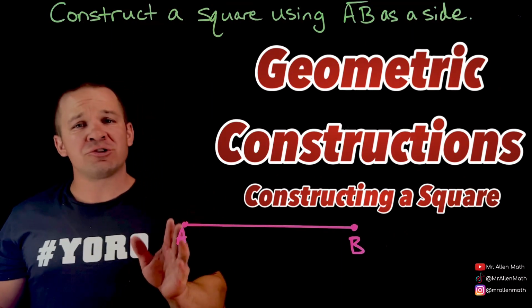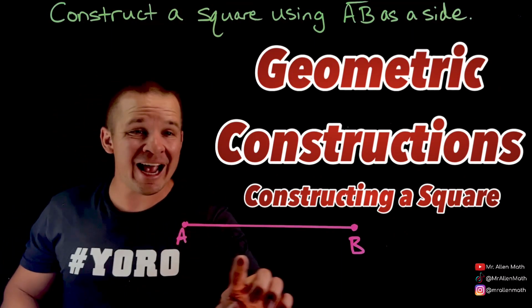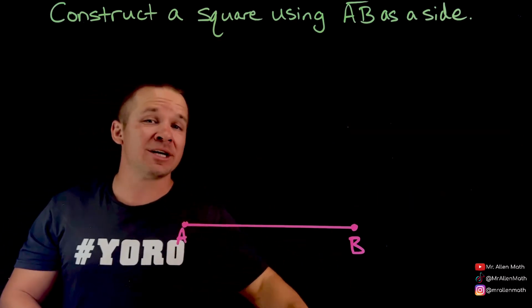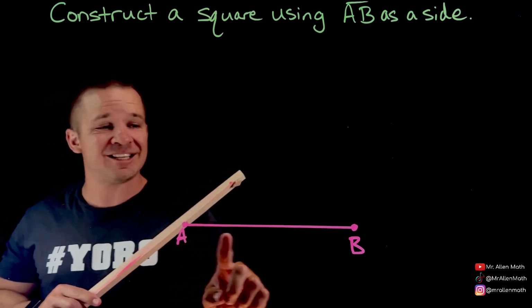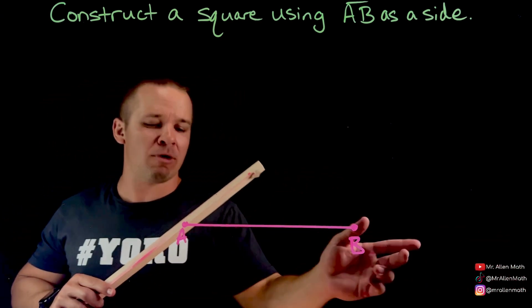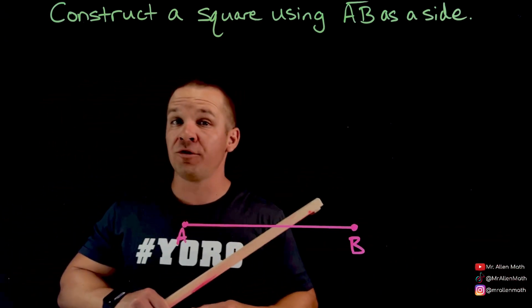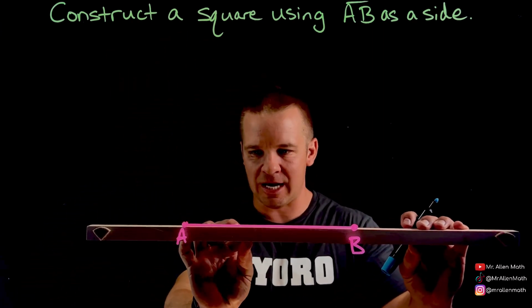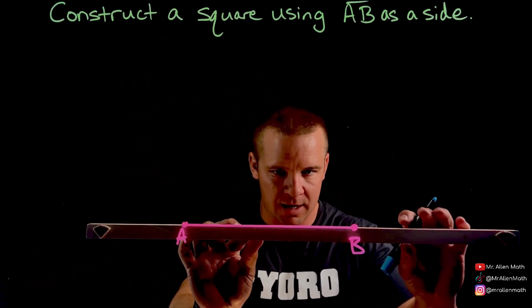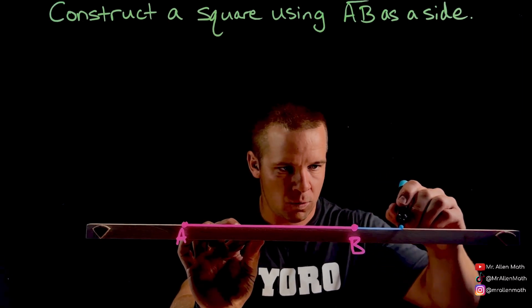In this video, we're going to construct a square with segment AB as one of its sides using a compass and a straight edge. The first step is to extend this segment out in either direction, really up to you, wherever there's room on your paper. I'm just going to take my straight edge and extend this out a bit. I'll line it up. That looks pretty good.